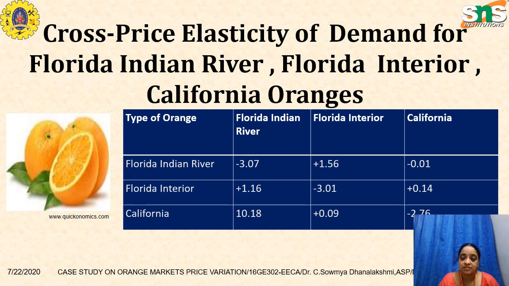The cross price elasticity of demand for Florida Indian River, Florida Interior, and California oranges are given. These are all the data fetched from economics.com. These are some of the cross price elasticity of demand values.